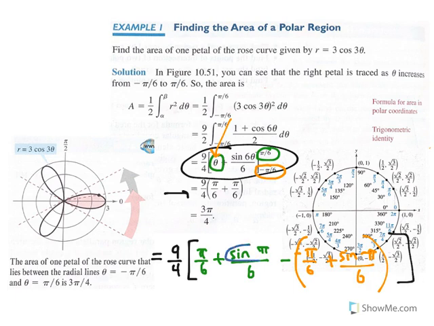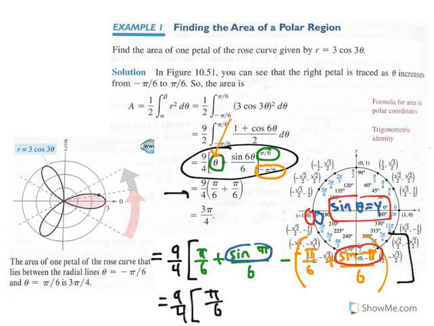And of course, we know that sine of an angle theta is the y-coordinate of the corresponding point on the unit circle, and sine of pi is 0. Sine of negative pi is also 0. So that gives you 9 over 4 times pi over 6 plus 0 minus negative pi over 6, which is plus pi over 6, plus, and this is of course 0, so you don't need to worry about that. So that gives you this particular line here.